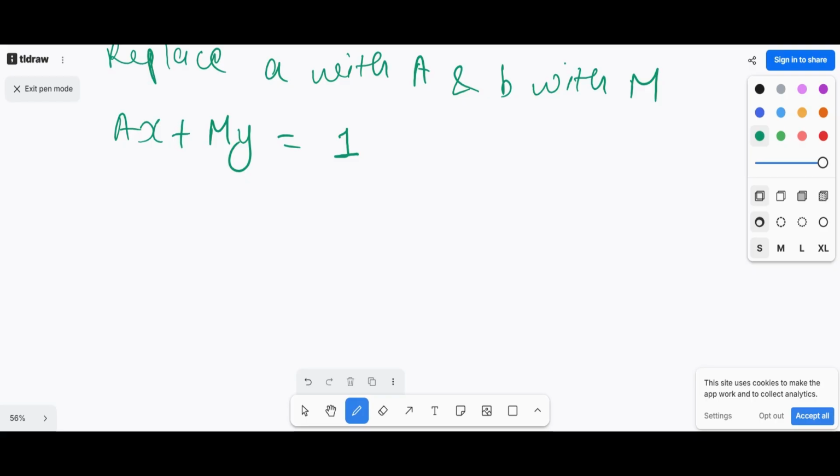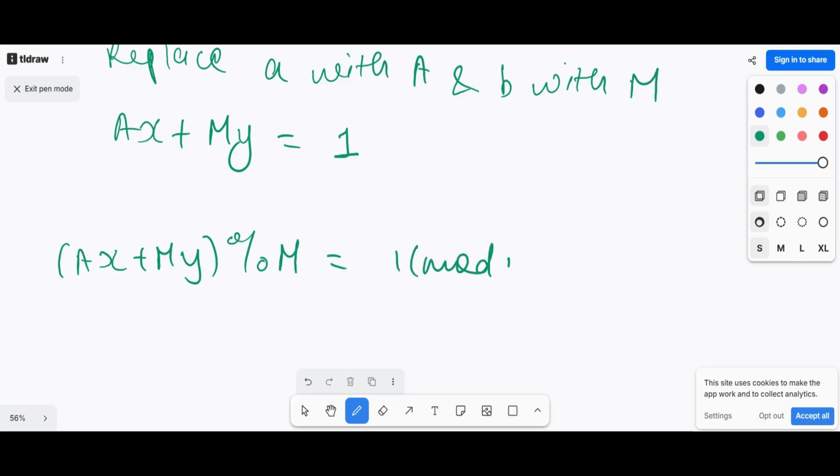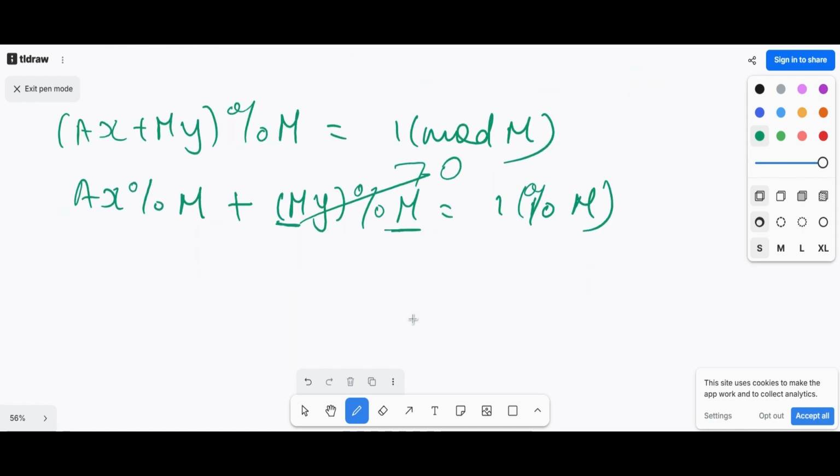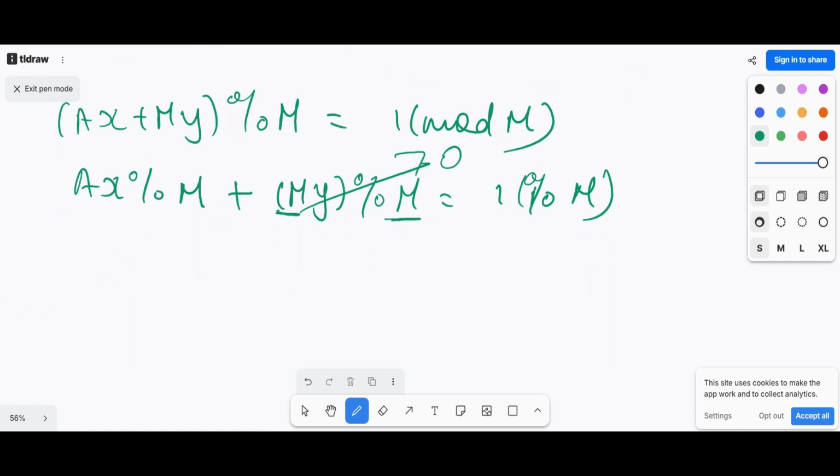Now if we take the modulo m on both sides, I'm taking Ax plus My whole modulo m is equal to 1 modulo m. Then Ax modulo m plus My modulo m, and My modulo m will always be 0, because m is a factor of My. If I'm doing the modulo with m, it will always be 0. So this will contribute 0, and I'm left with Ax is equal to 1 modulo m.